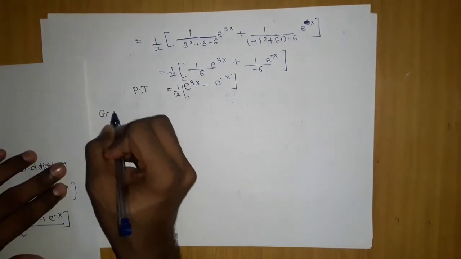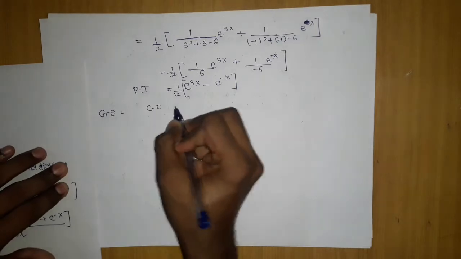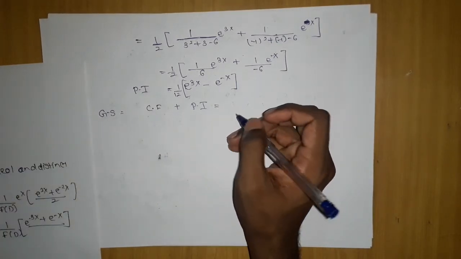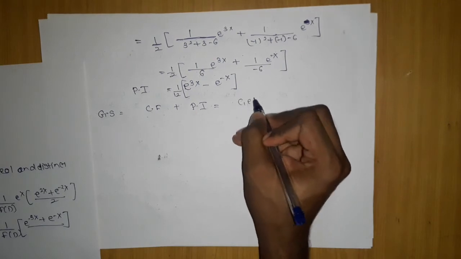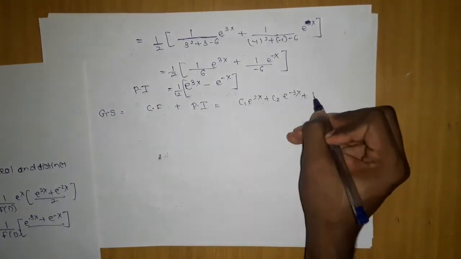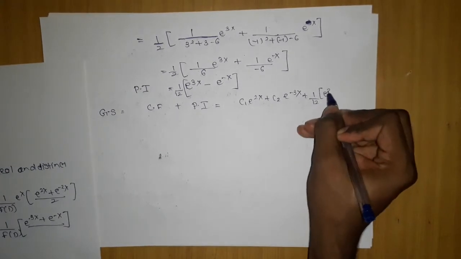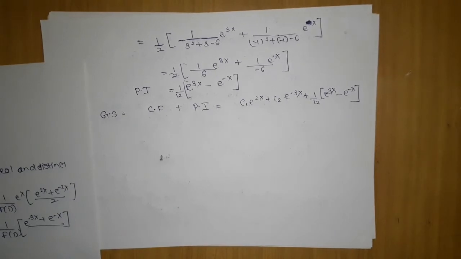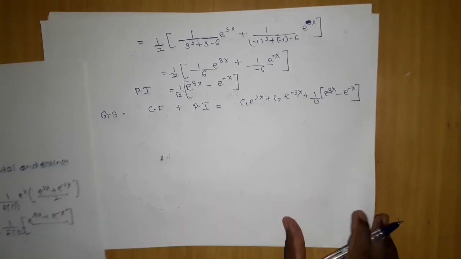Now the general solution is a combination of complementary function plus particular integral. We will write both of them. So our final answer will be nothing but c1 e to the power 2x plus c2 e to the power minus 3x plus 1 by 2 bracket e to the power 3x minus e to the power minus x bracket close. So this is our required general solution. Now let's move on to the next problem.